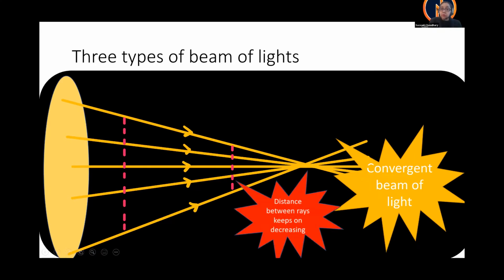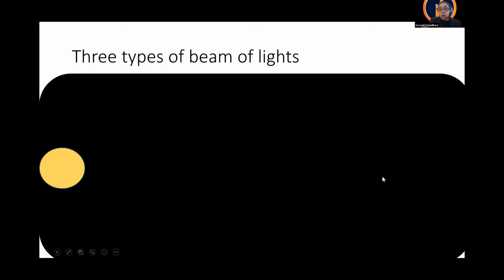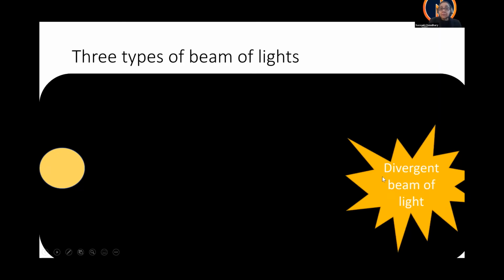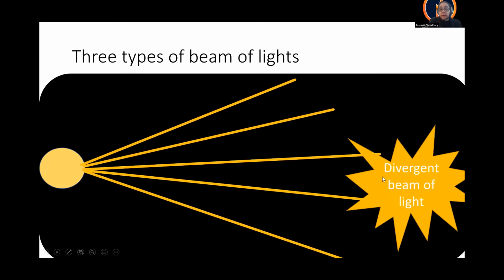That's a very important point you should remember for the convergent beam of light. The opposite is just a divergent beam of light, right? So divergent means what? They are diverging away from each other. Each ray of light is diverging from each other. They are moving in a particular direction, but they are moving away from each other.